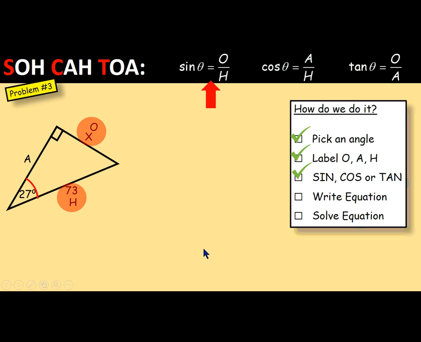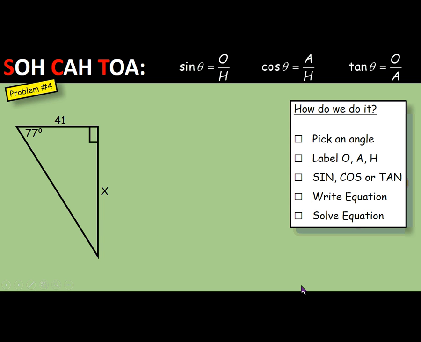Next, we're going to write an equation. We start with a blank equation and fill in with the measurements from this picture. We end up with sine of 27 is equal to X over 73. That's writing in our equation. Next, we solve the equation. We're just going to have to multiply both sides by 73. And what are we going to get for X? It's going to be 33.1. Excellent.